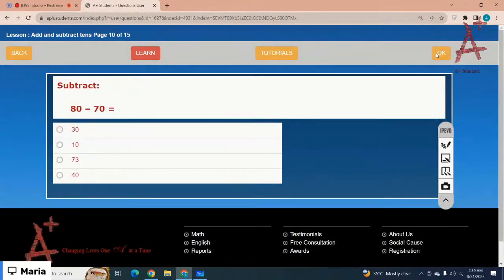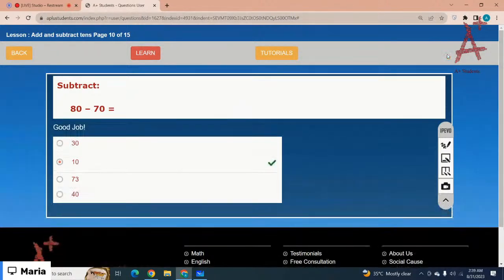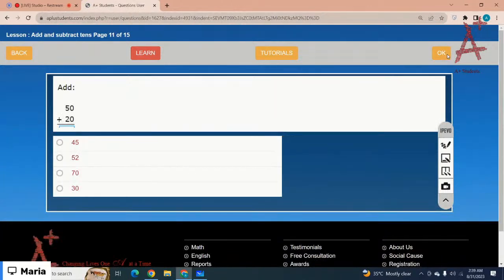Subtract 80 minus 70 equals 10. The correct option is 10. Okay, add 50 plus 20. So which is the correct option? 5 plus 2 is 7, right? So 50 plus 20 is 70. The correct option is 70.